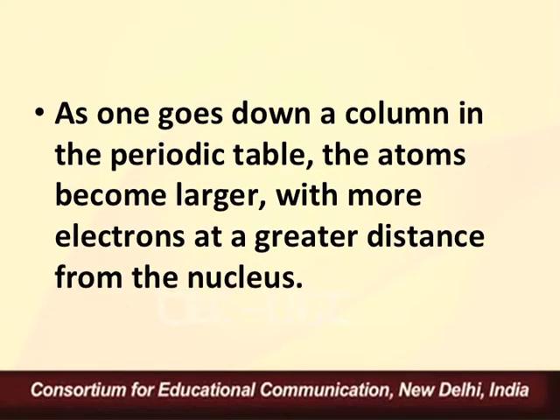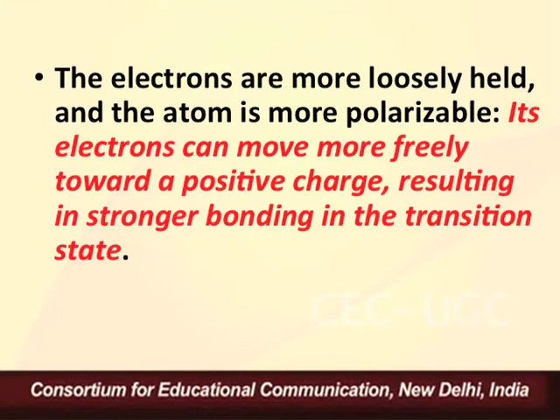This is because as one goes down the column in the periodic table, the atoms become larger with more electrons at a greater distance from the nucleus. The new electrons are more loosely held and the atom is more polarizable.